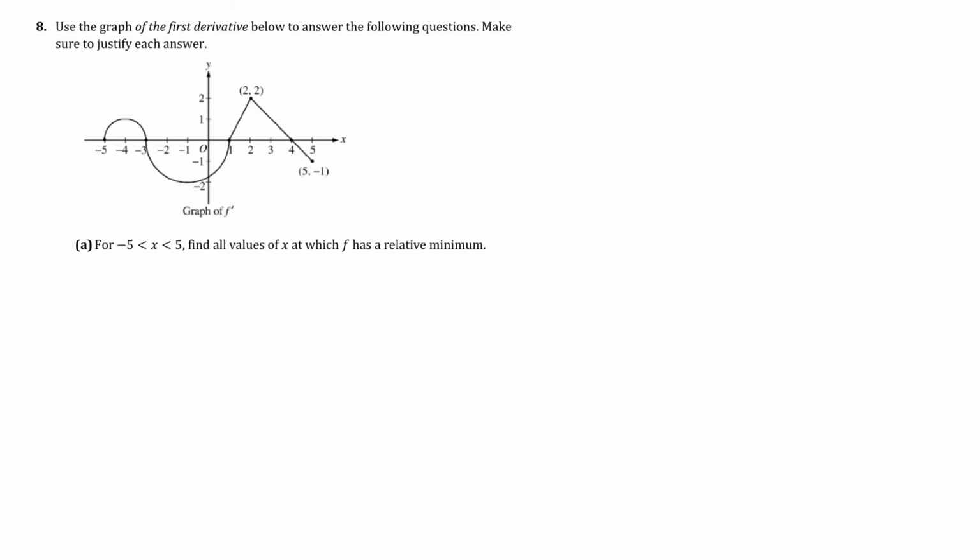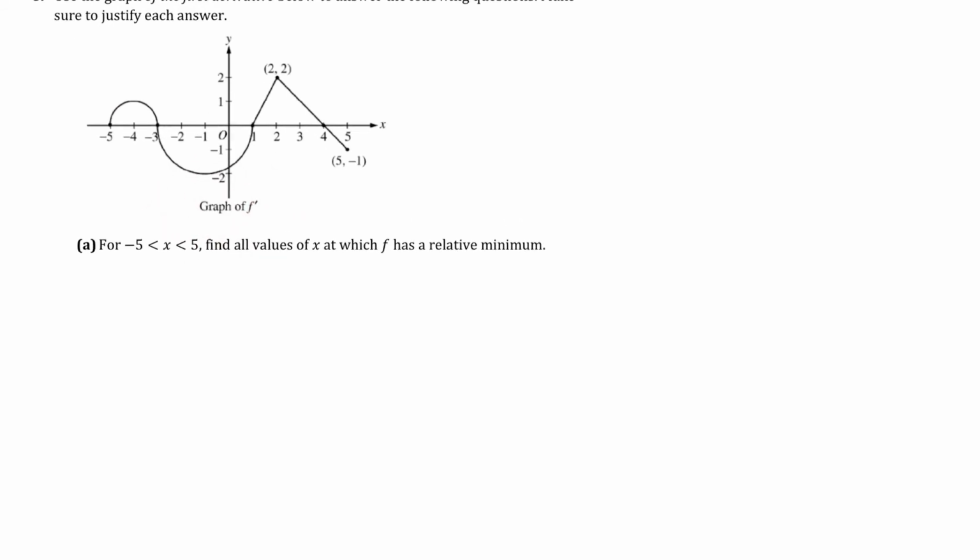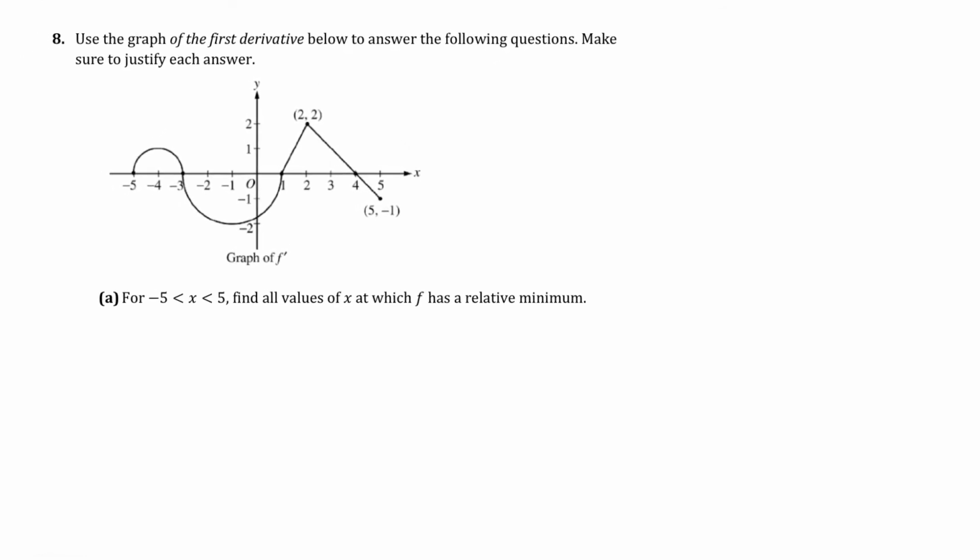So here's the information you're given. This right here is the graph of f prime. All we know is the graph of f prime. We do not know the graph of f in this particular scenario. This is actually taken from an old AP test. So it says, for -5 to 5, find all values of x at which f, not the graph we have, but the graph we don't see, whose derivative this is, has a relative minimum.